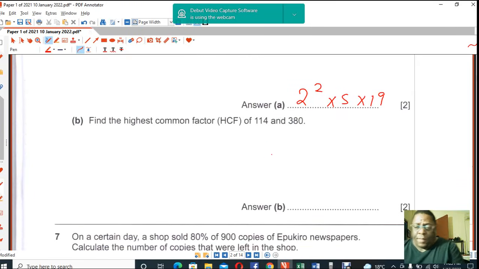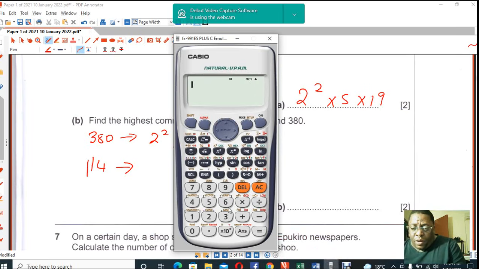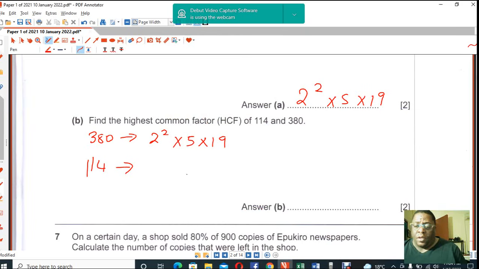Okay, so we'll do the same. We're supposed to find the highest common factor. So we know that 380 is what we had, 2 squared times 5 times 19. So we need to know what 114 is going to be. Let's grab our calculator. So 114, equal, shift, fact. Well, that's 2 times 3 times 19. You see that? So we're looking for the highest common factor. So we're looking for a small number, right?